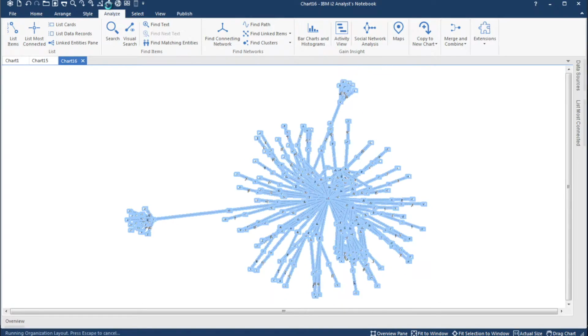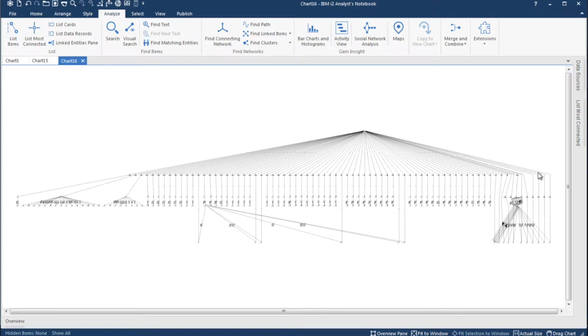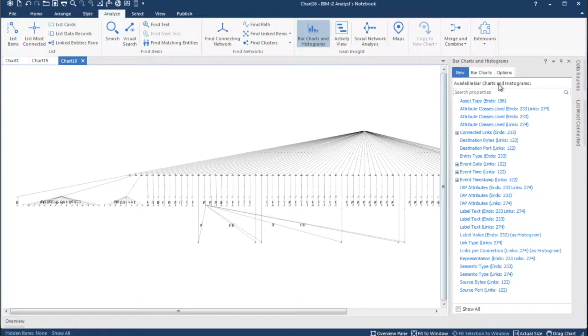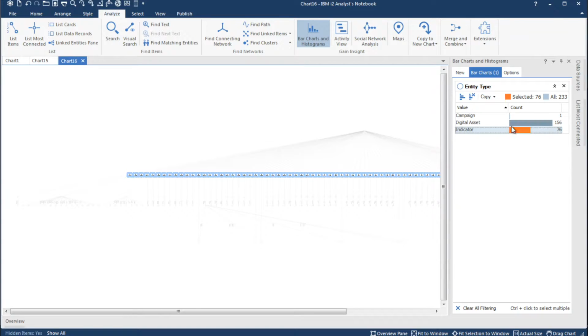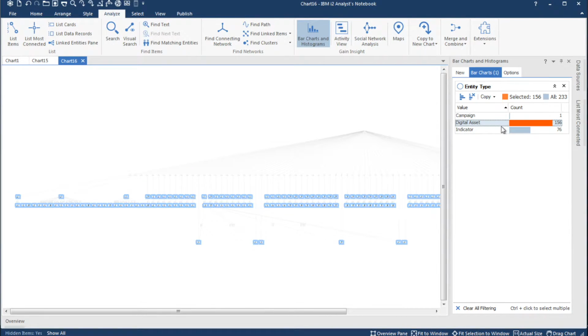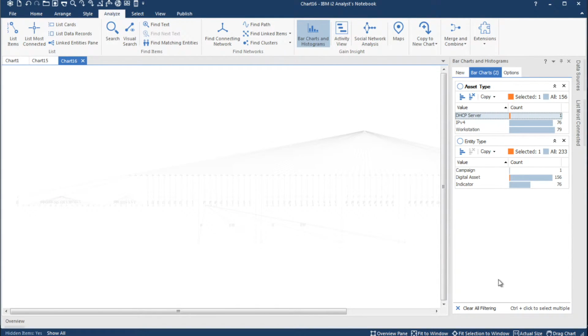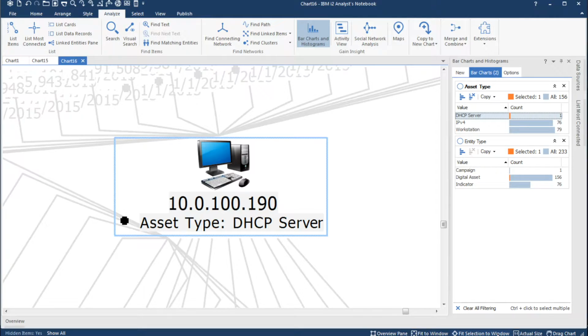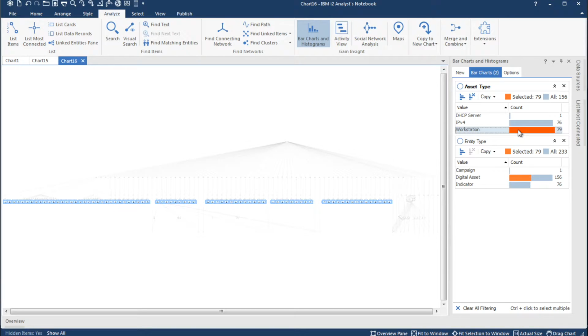Leveraging bar charts and histograms, I see how I have 76 indicators and 156 digital assets. In addition, I can see one of the hosts is the DHCP server in question with IP 10.0.100.190. And I have 79 workstations communicating with outside IPs matching known Dridex IOCs.